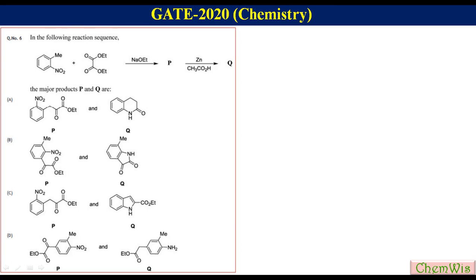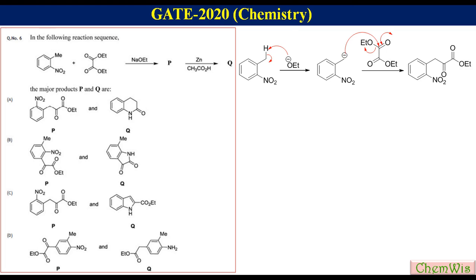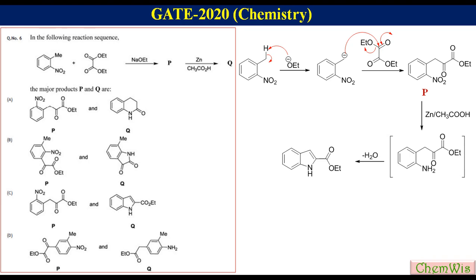Question number 6. In this, we have to find the structures of P and Q. Ortho-nitrotoluene reacts with ethoxide ion to produce this carbanion, which reacts with diethyl oxalate to produce this condensed product, which is structure P. In the presence of zinc in acetic acid, the nitro group of P gets reduced to amine to generate this non-isolable species that immediately undergoes cyclization to produce 2-carbethoxyindole, which is structure Q. So option C is the right option.